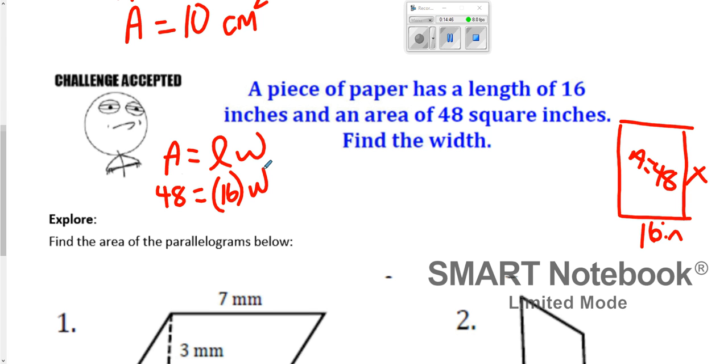When you're solving an equation, to get rid of something, you have to do the opposite. Since this is multiplication, I'm going to do division. I can cross that out because 16 divided by 16 is 1. On the other side, I need to do the same thing. That's called the balance method. 48 divided by 16 is 3 equals, and then all that's left there is W. So the width is 3 inches.